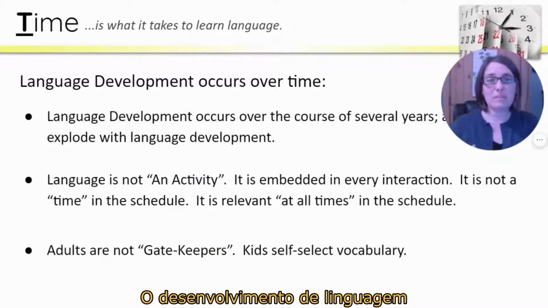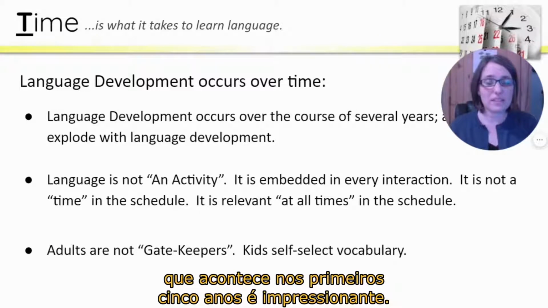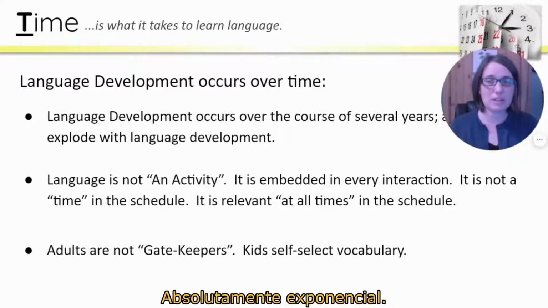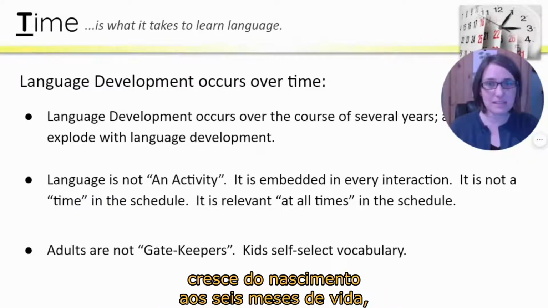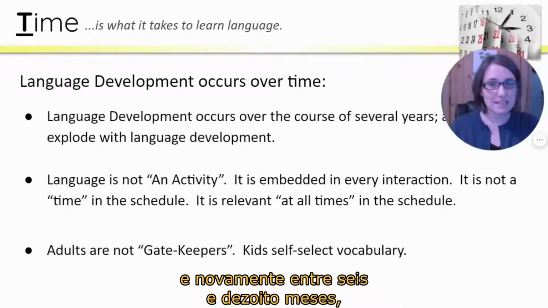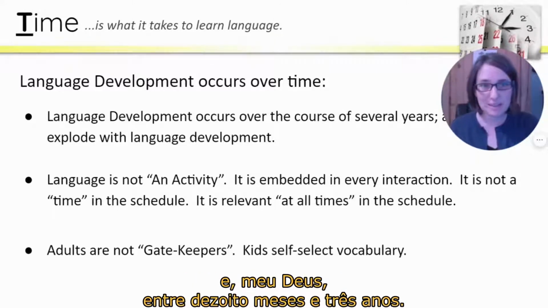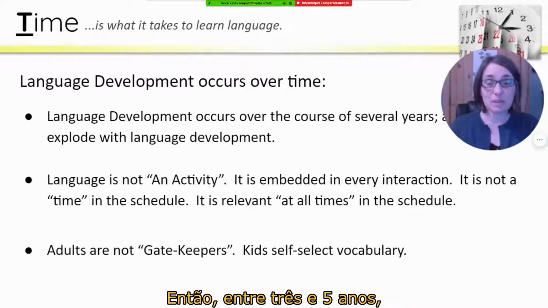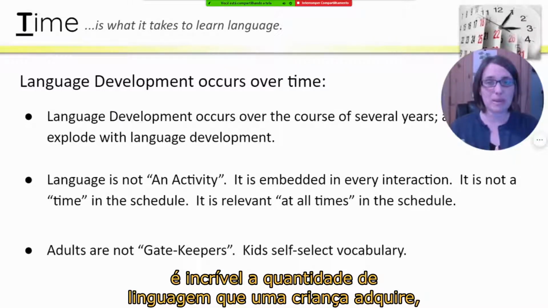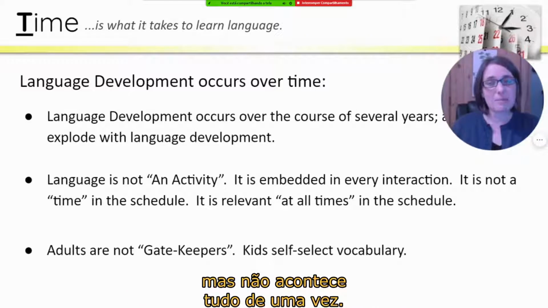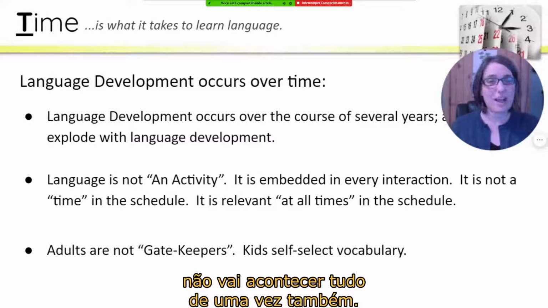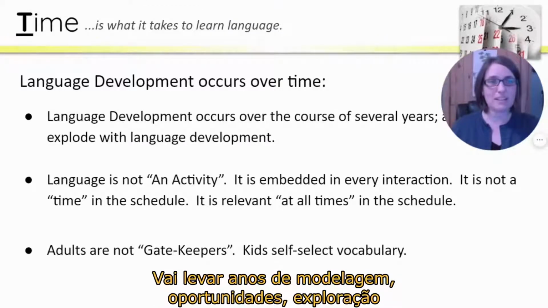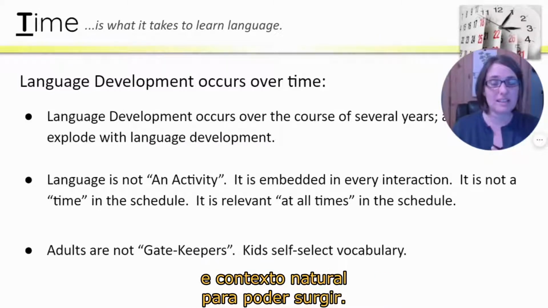The language development that occurs over the first 5 years is amazing. It's absolutely exponential. If you just consider for a moment how language grows between birth and 6 months, and then again between 6 and 18 months, and oh my gosh, between 18 months and 3 years, and then gracious, between 3 years and 5 years, it's incredible the amount of language that a child acquires. But it doesn't happen all at once. And when a child is using AAC, just because they get a device, it's not going to happen all at once either. It will take years of modeling and of opportunities and exploration and natural context in order for that to emerge.